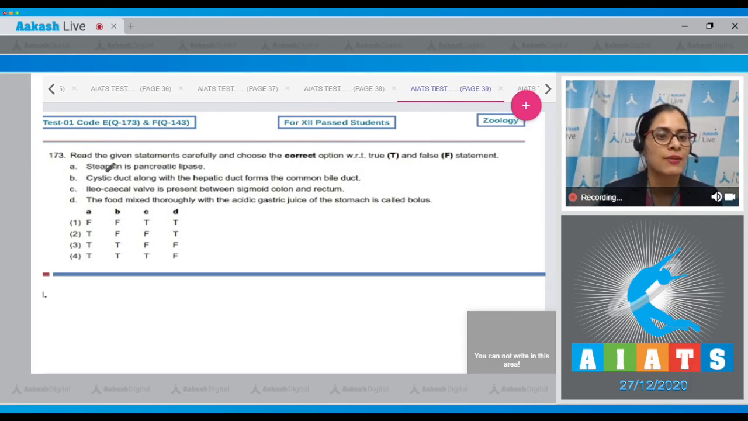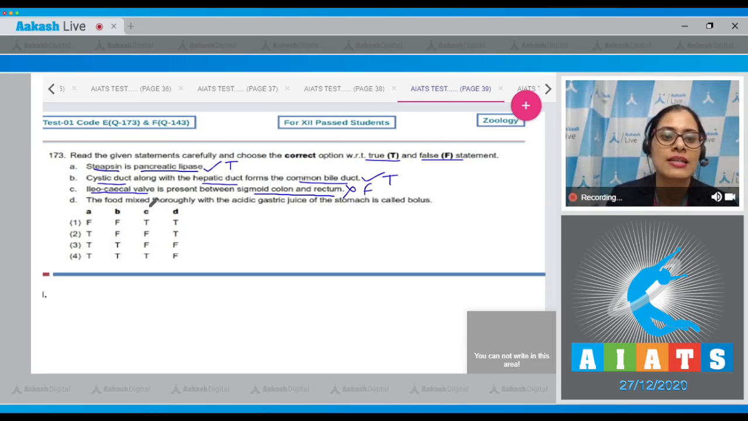Question number 173. Read the given statements carefully and choose the correct option with respect to true and false statement. The very first statement is statement A, that says steapsin is pancreatic lipase, and as it is a correct statement, so this is true. The next statement is cystic duct along with the hepatic duct forms the common bile duct, and this is also a correct statement, so this is true. The next statement says ileocecal valve is present between sigmoid colon and rectum. It is an incorrect statement, a false statement, because ileocecal valve, as the name says, is present between ileum and cecum.